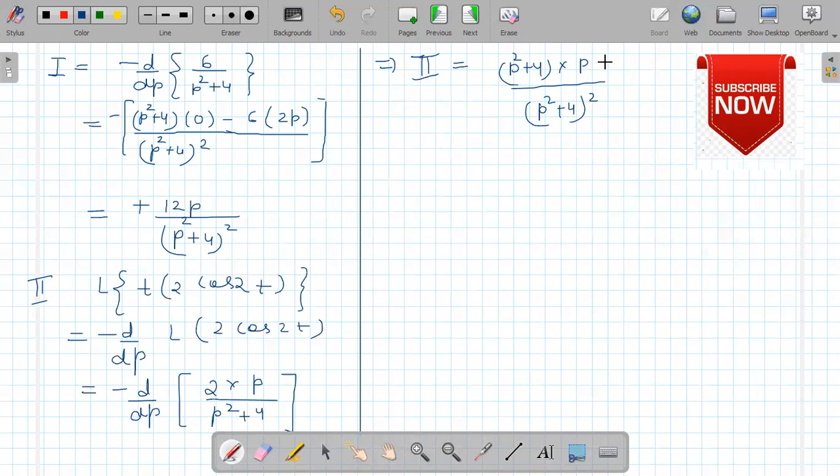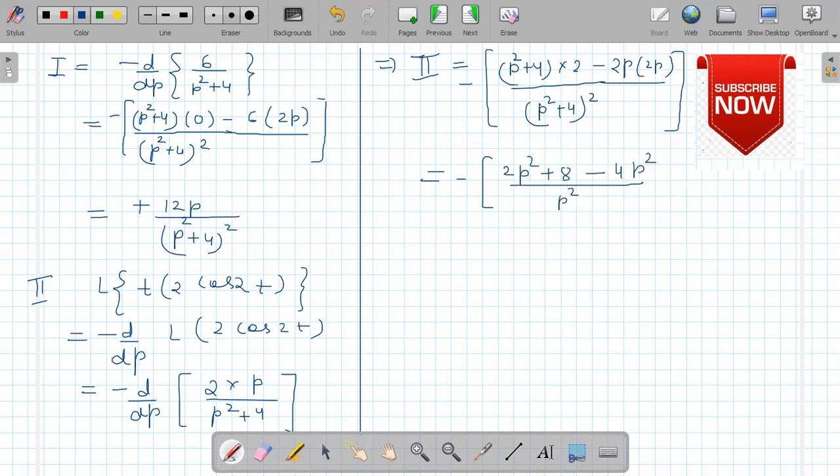sorry, the differentiation of p we will get 1, minus 2p into 2p with negative sign here, minus 2p square plus 8 minus 4p square, over p square plus 4 whole square.